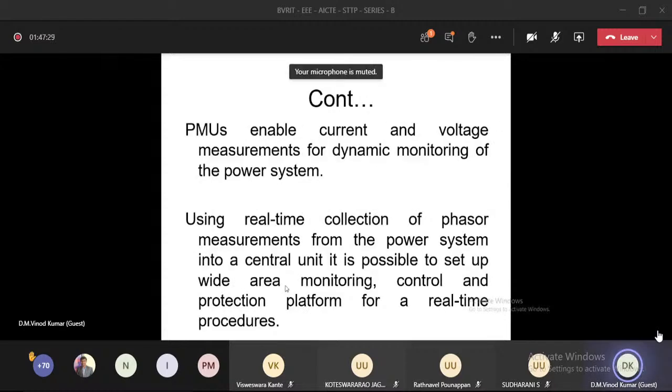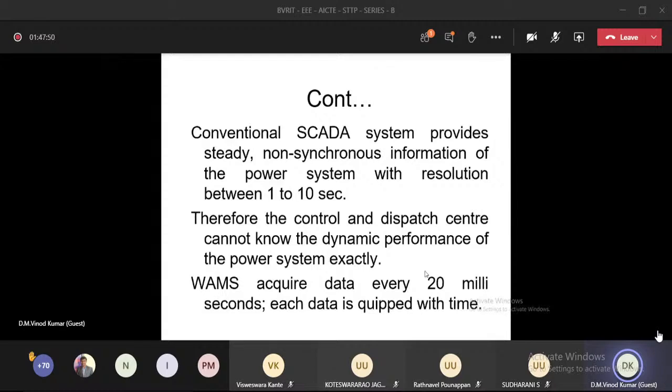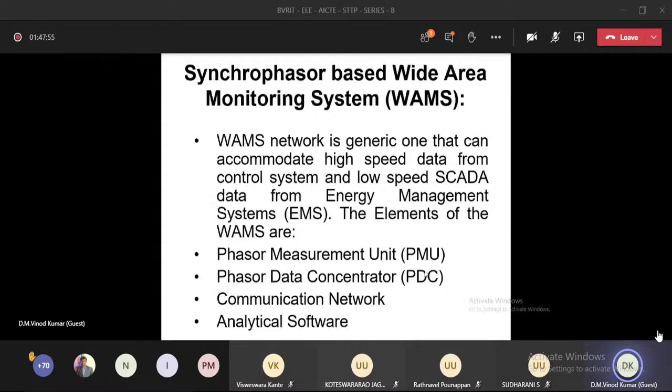PMUs enable current and voltage measurements for dynamic monitoring of the power system; when we talk online, this is a must. Using a real-time connection of phasor measurements from the power system into a central unit, it is possible to set up a wide area monitoring, control, and protection platform for real-time procedures. As I mentioned, the WAMS network is a generic, general word. It can carry both low-speed SCADA data and high-speed PMU data from the energy management system.